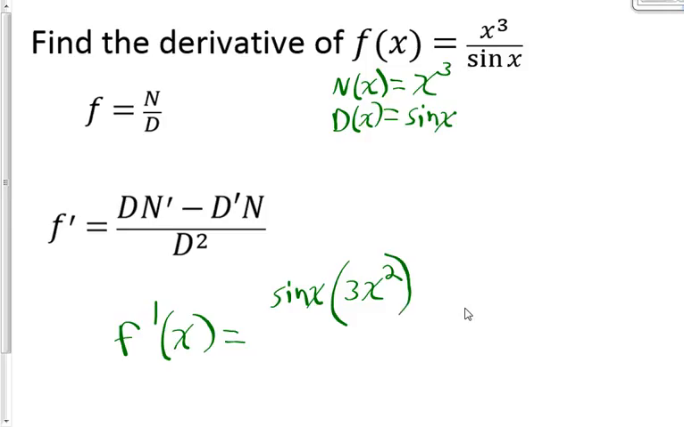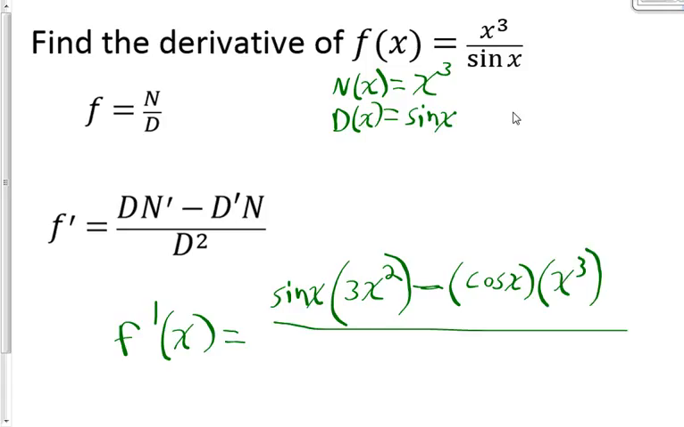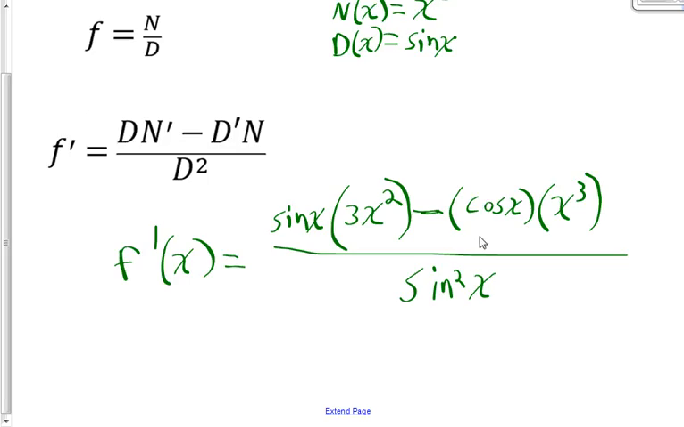And then it's going to be minus, right? Minus the derivative of the denominator, d prime. The derivative of sine, well, the derivative of sine is cosine of x multiplied by n. N is x to the third power. And this is all yet still divided by d squared, which is the sine of x squared. So the sine of x squared. And there you have it. So this is the derivative.